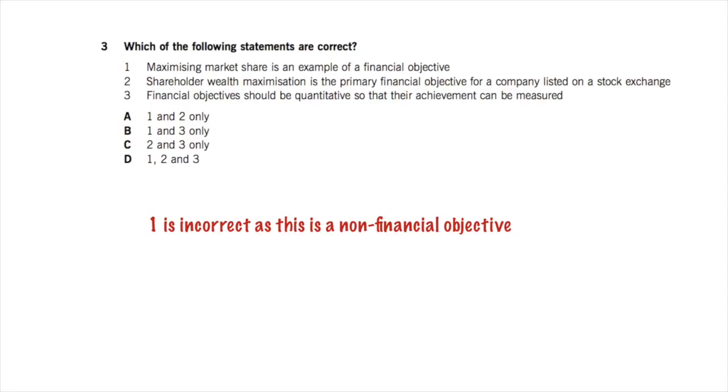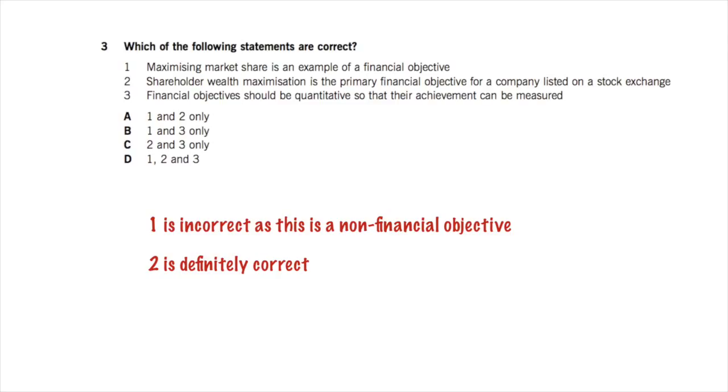2, shareholder wealth maximization is the primary financial objective of a company listed on the stock exchange. Well, yes, we know that. That is definitely correct. That is the primary objective of all organizations, or at least profit making.